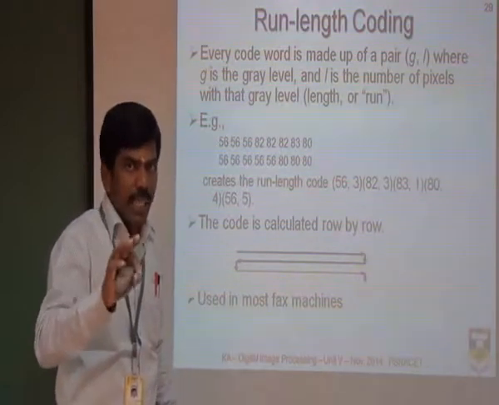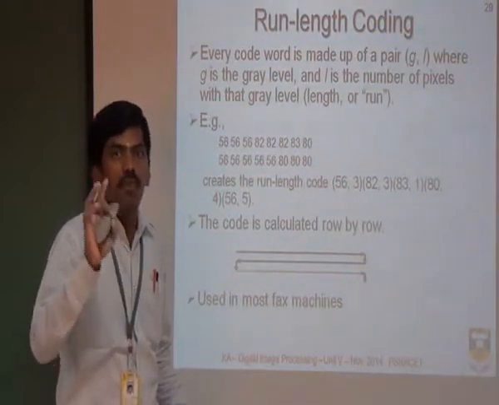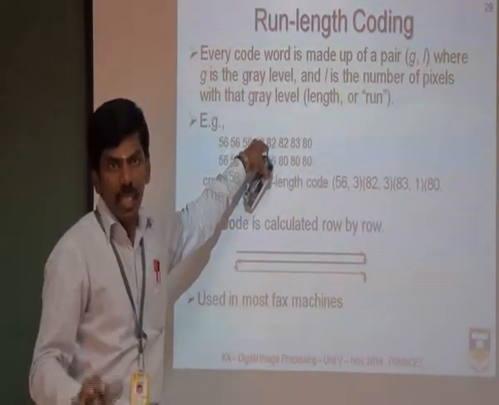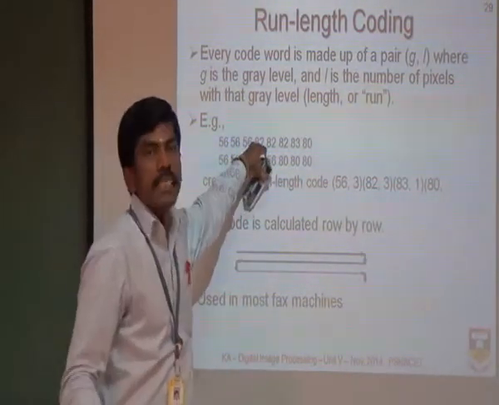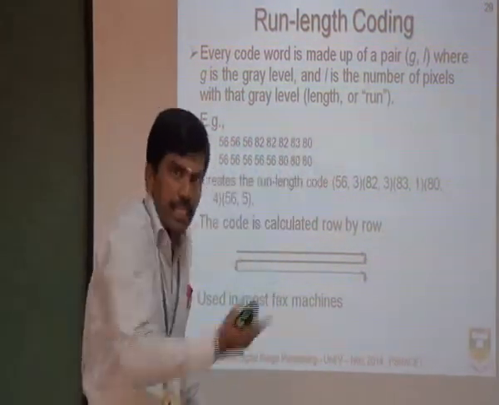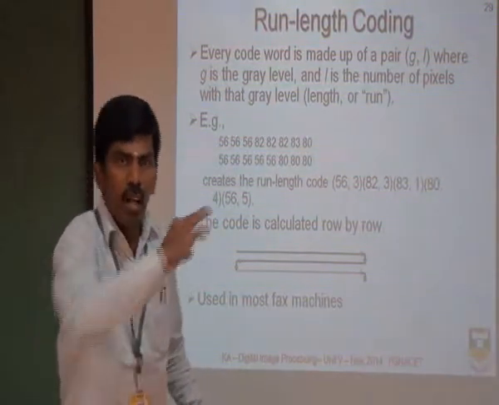56 comma. First, indicate the gray level 56, and how many times does 56 occur? Example 1, 2, 3, so 56 comma 3, that is one. What is the second one? I take the second gray level 82. So 82, how many times? Row wise, we go in a zigzag pattern. If you go to the LCD monitor, all the things are in a zigzag pattern.